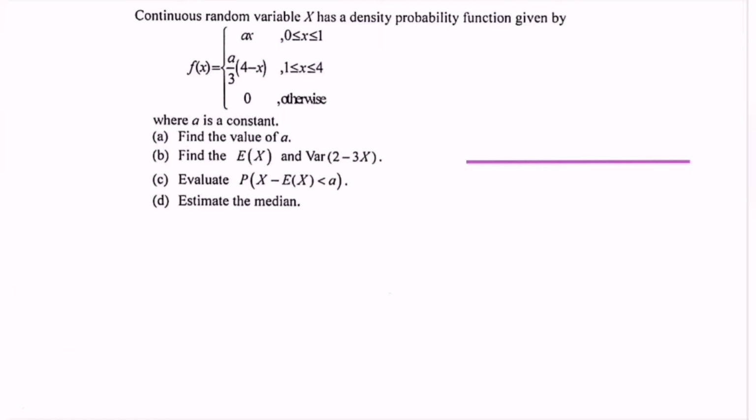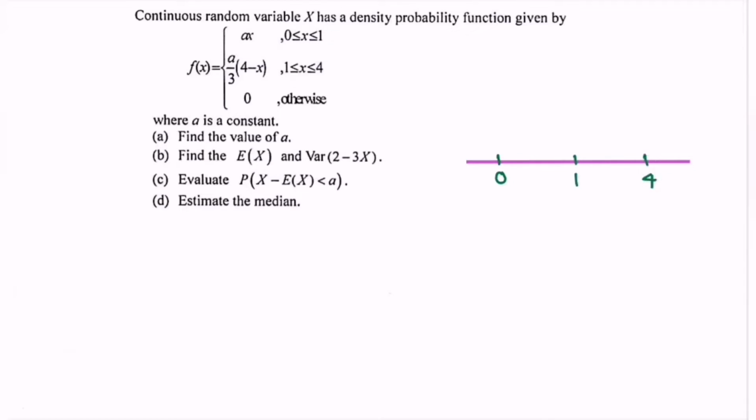Hello everyone, in this video I'm going to discuss the example for random variable. Kindly refer to the question: continuous random variable X has a density probability function given by f(x). So kindly illustrate the situation in a real number line. So here we have 0 followed by 1, then we have 4.